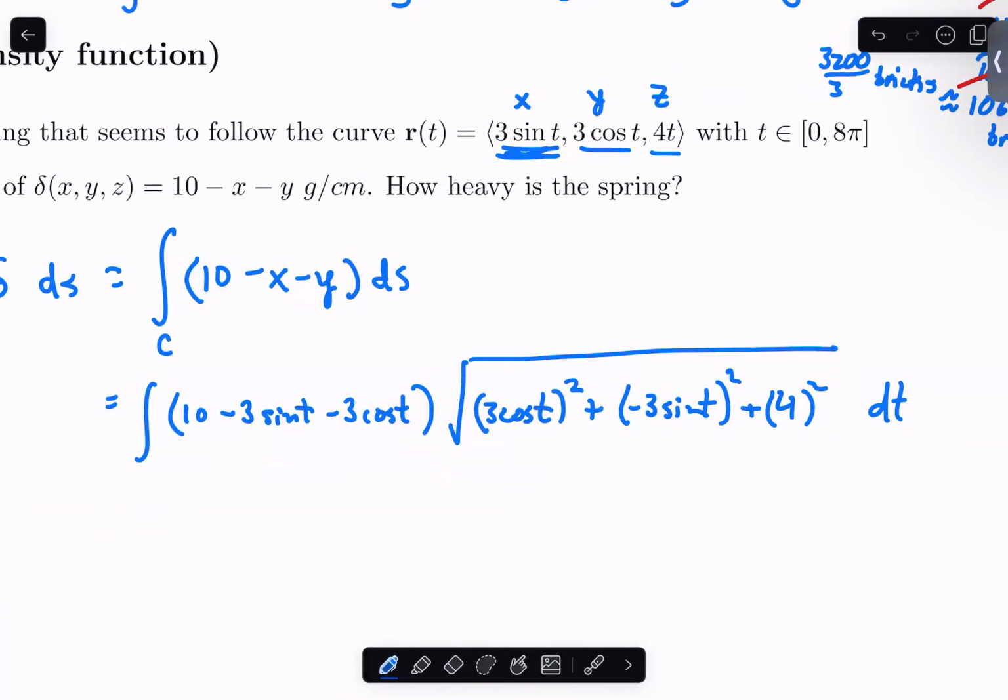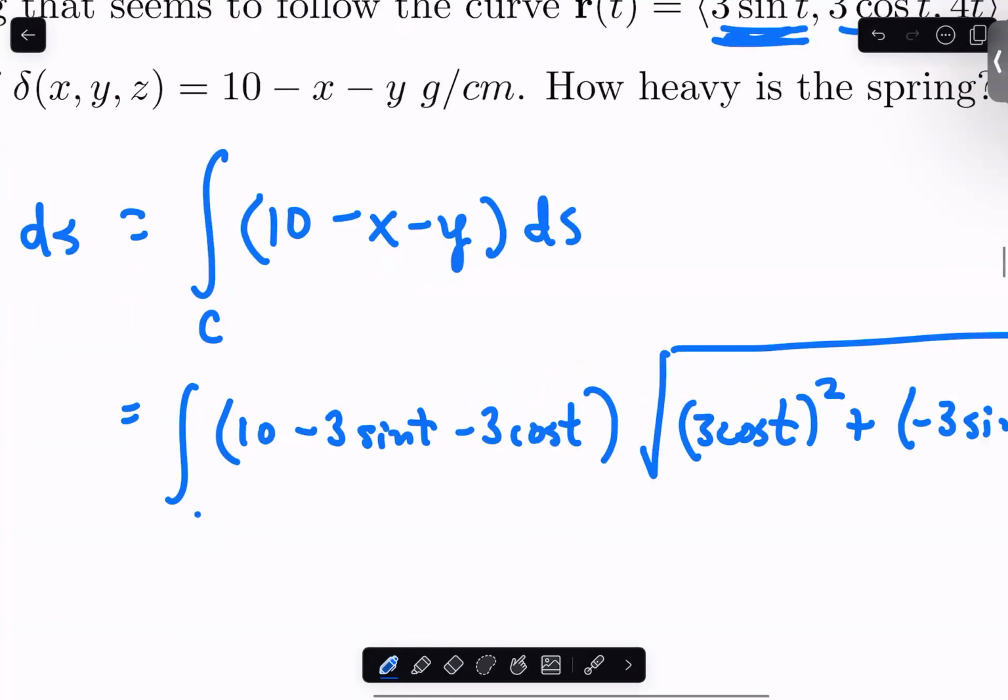Now that we've swapped this into t's, we can also set up our t bounds, right? So our t bounds are going to be from 0 to 8 pi in this case.